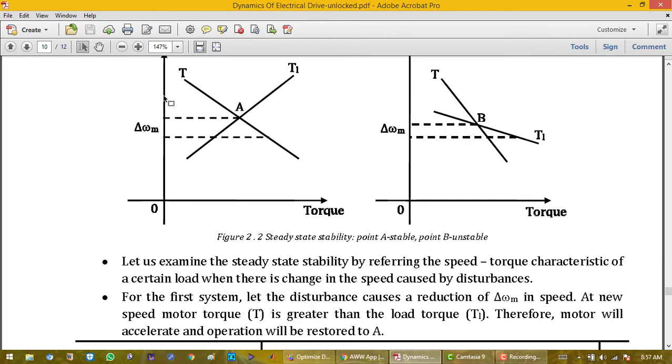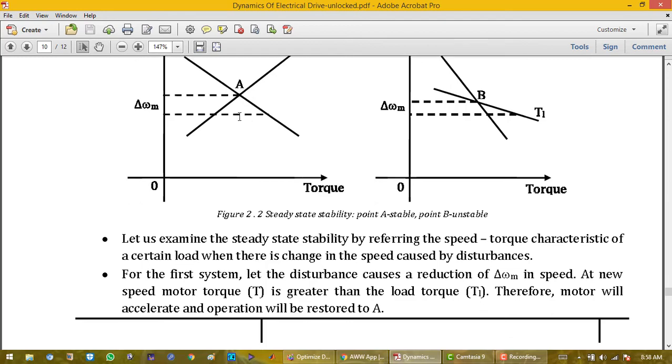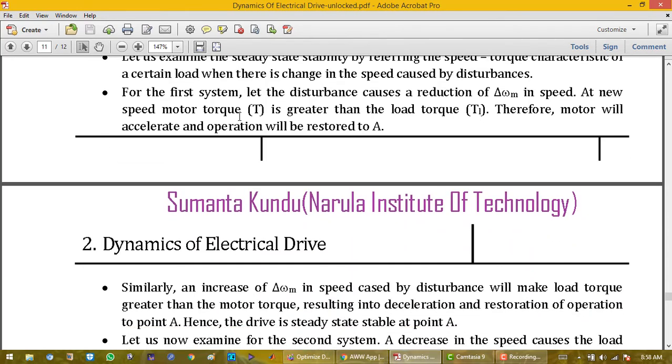Now if the speed is increased, suppose the new speed is somewhere in this position. In this position, the load torque is greater than the motor torque. If load torque is greater than motor torque, what will happen? The motor will decelerate, so the motor will return again to position A. So this is my stable, steady state point at A.